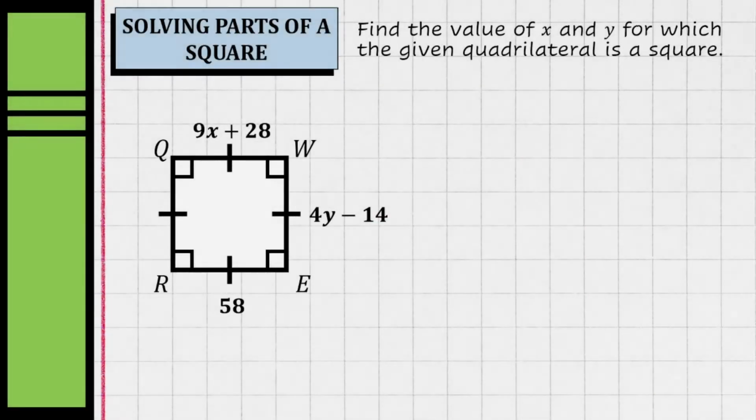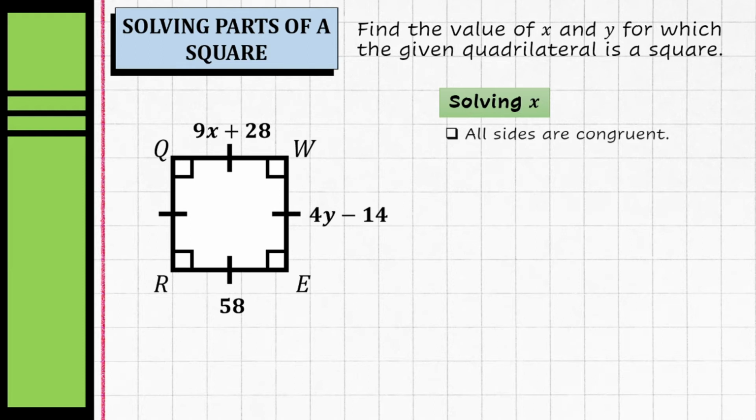Let's have some examples in solving parts of a square. For example, we're given this square and we're going to solve for the values of x and y. Let's start with solving for the value of x. We're going to use the property that all sides are congruent. So we can say that side QW is congruent to side RE.